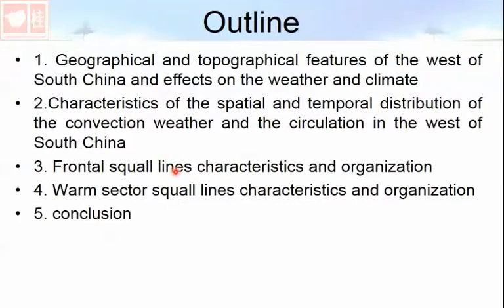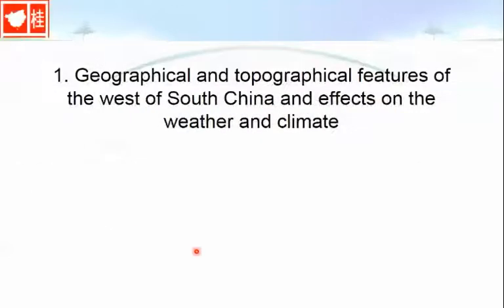My report is divided into 5 parts, mainly including the geographical and topographical features and effects on weather and climate, characteristics of the spatial and temporal distribution of convective weather and the circulation in the west of South China, characteristics and organization of frontal squall lines and warm sector squall lines, and conclusion. Let's go to the first part.